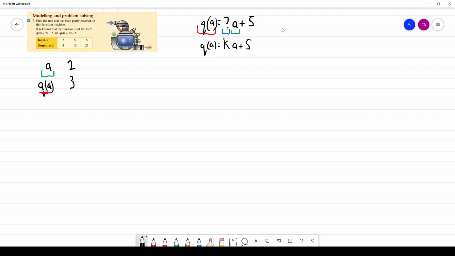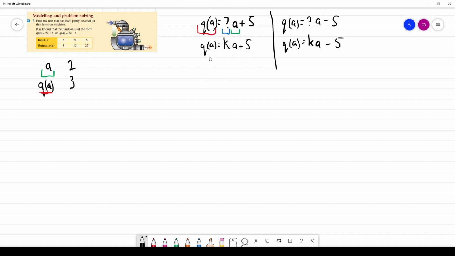Now it could satisfy this first rule, or it could satisfy the second rule, which is Q(a) equals question mark times a minus 5. And we can do the exact same thing here. We know that that question mark is something, so let's give it the letter k. And we'll figure out which one of these actually works with this table of values, because we can think of this input a and output Q(a) as a table of values, just x's and y's.